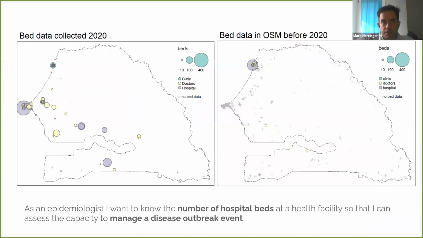And here is the bed data. So like I was saying earlier, epidemiologists need to know the capacity of health facilities to respond to disease outbreak events, and the number of beds available in facilities is one of the ways that you do that. And this visualization by AfriMapper shows the bed data before 2020 and after. And as you can see, Lamin's team have created those circles in the left-hand diagram, which mean a lot to epidemiologists when they need to understand where the risk is, and how to manage a disease outbreak event.